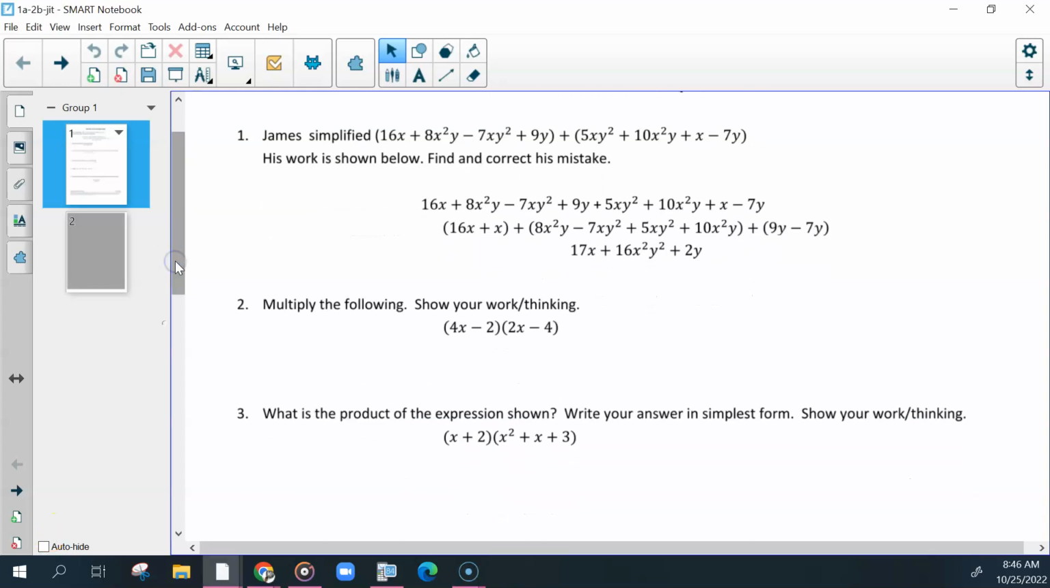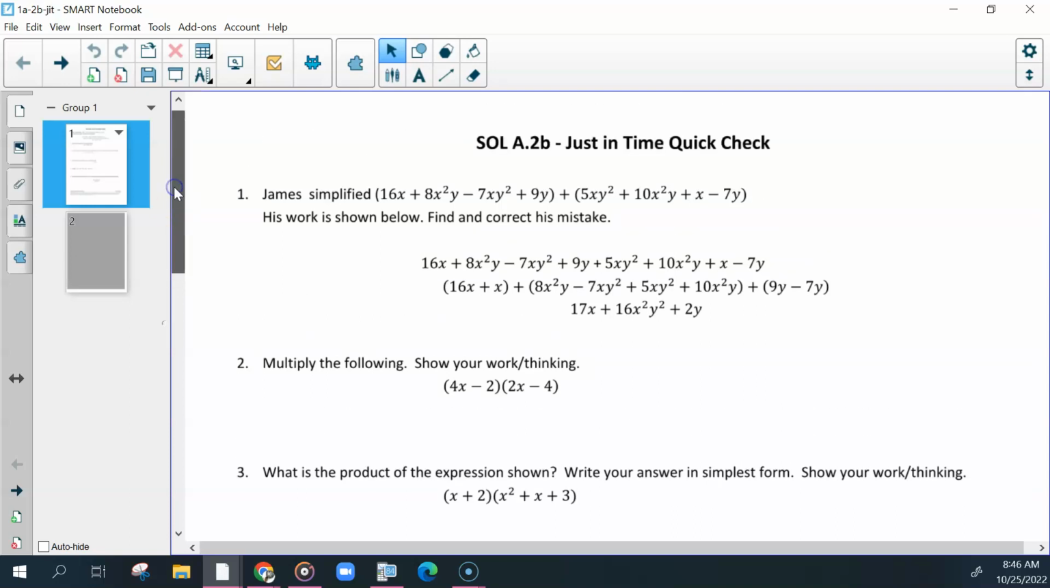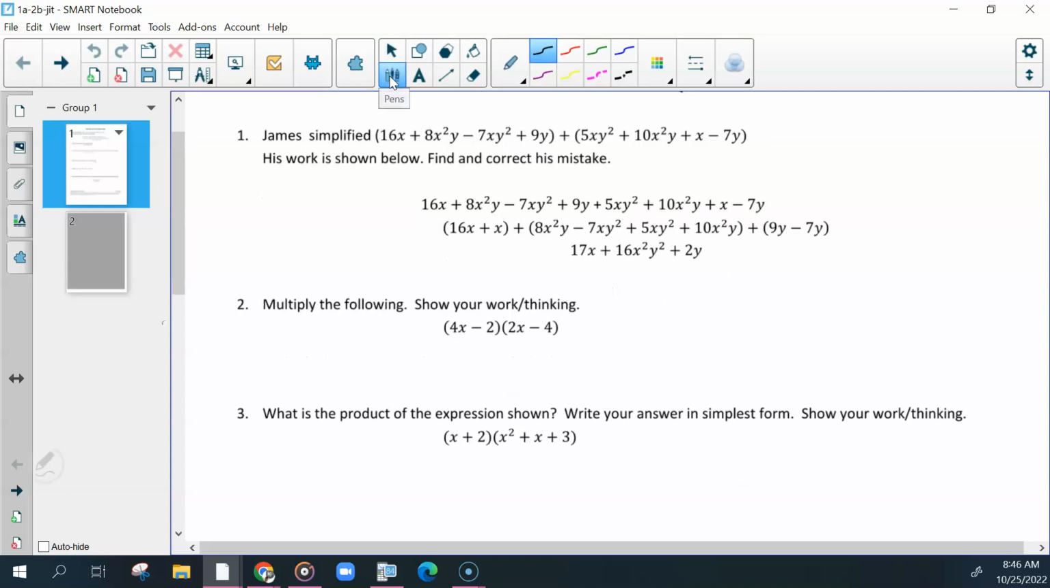I will say next unit there will be some no calculator stuff. Alright, so starting with number 1. Anyone find that mistake?